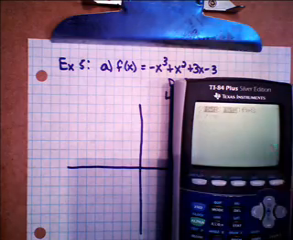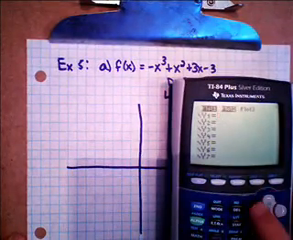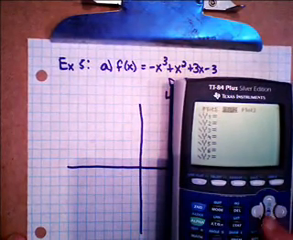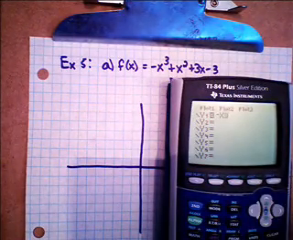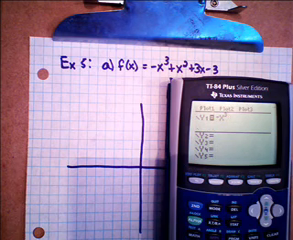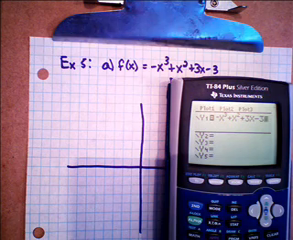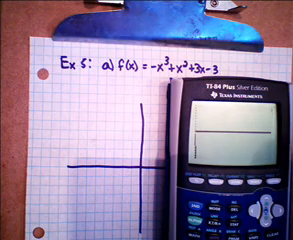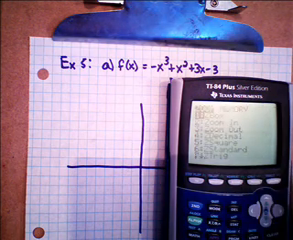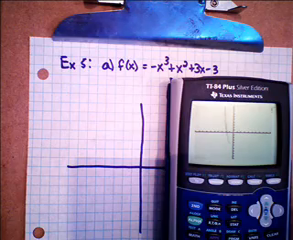Go to your y equals, and make sure all these plots aren't highlighted. I don't know why mine are. And just type in the original question: negative x to the third plus x squared plus 3x minus 3. And just graph it. And again, my calculator's way off here, so I have to hit zoom 6. That way I have the standard graph here.